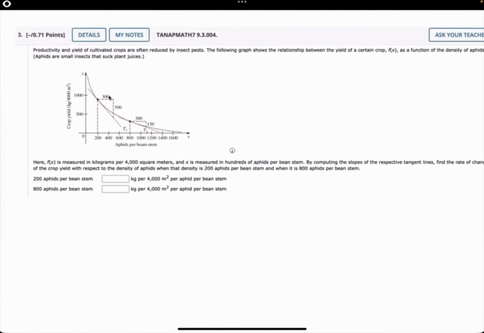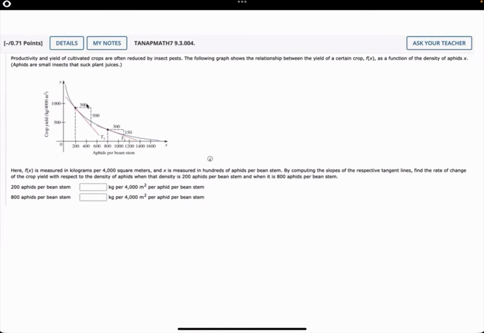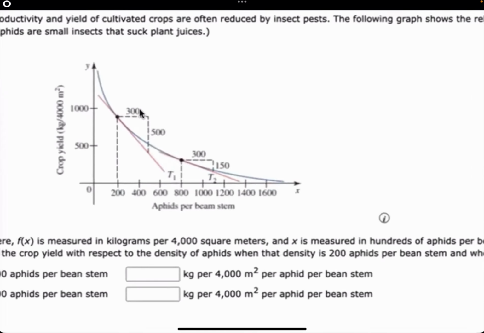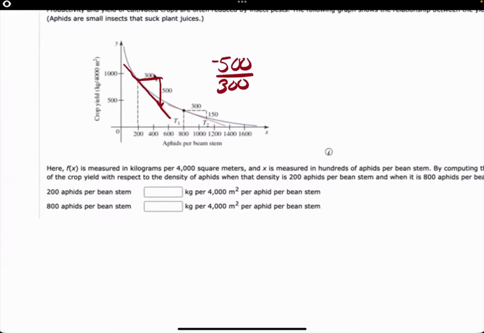Number 3. Once again, slope of the two tangent lines, don't even worry about the context. However, recognize that the slopes here will be negative. The function values are decreasing over time as we go from left to right. So decreasing values result in negative slopes. So the rise is not just 500. We'd say it's falling 500, like it's a negative 500. And then it's running 300. So negative 5 over 3.